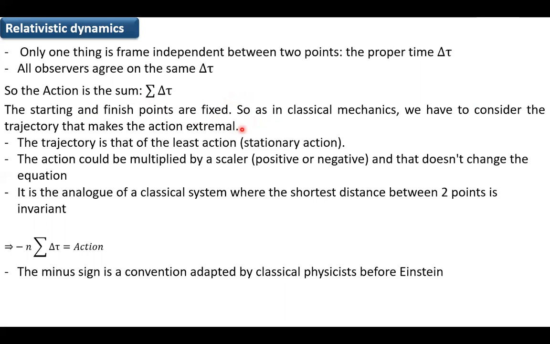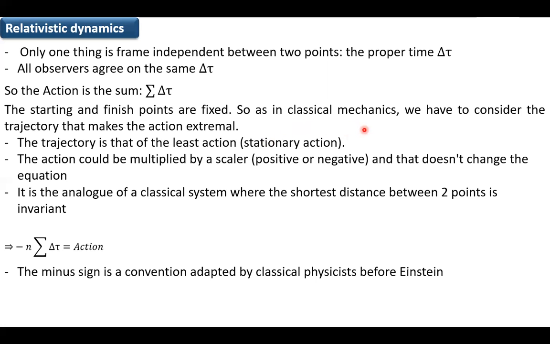Extremal, which means a minimum or a maximum. This is the real trajectory of a free particle between A and B: the trajectory that makes the action extremal. You can use the plus, you can use the minus, whatever. It could be a maximum and it could be a minimum. So the real trajectory is the trajectory that follows the least action principle, which is a stationary action.